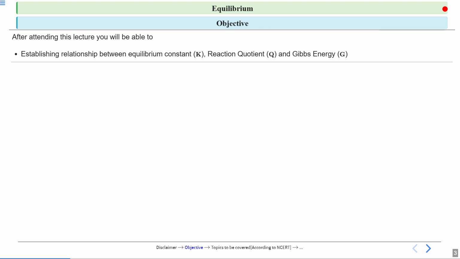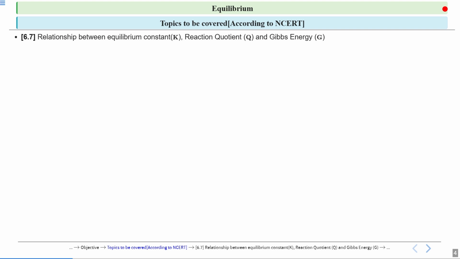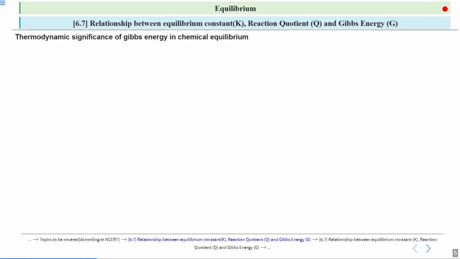There you will get the idea of Gibbs free energy. Although you don't know it, I have put up a small definition, and I will try to explain in simpler terms what Gibbs energy is. So don't worry if you don't know about this. As I mentioned, we are covering section 6.7, the relationship between equilibrium constant K, reaction quotient Q, and Gibbs energy G. After this we will do NCERT problems 6.6, 6.10 and 6.11. These three questions are very important because they cover all the key concepts you will see in this lecture. So let's start our discussion.